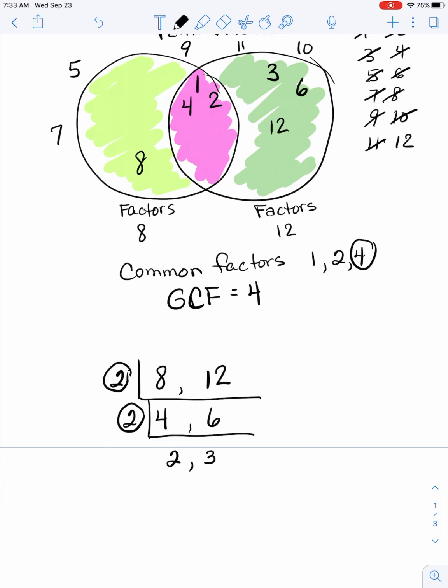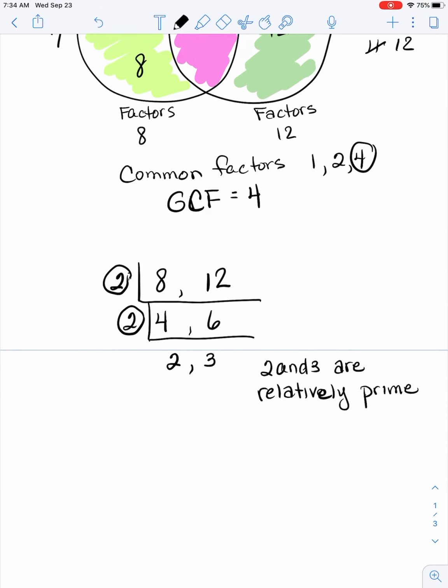Because 1 times 2 is 2 and 1 times 3 is 3. When I get to the point where the only common factor is 1, we call these two numbers relatively prime. And now we're done. Well, we're done. What do you mean we're done?